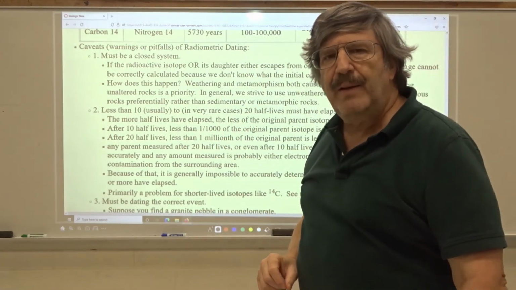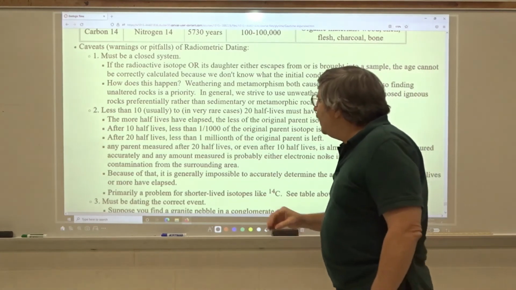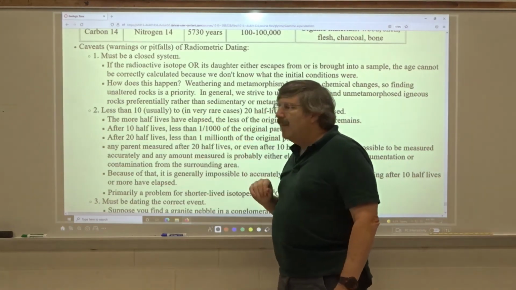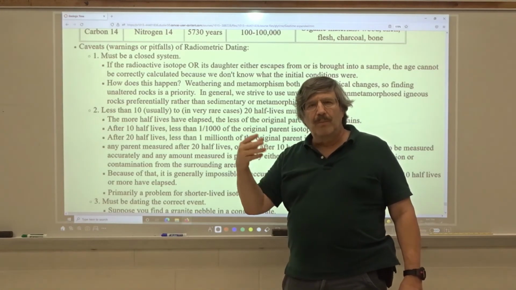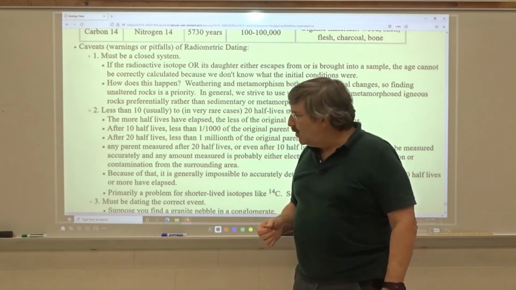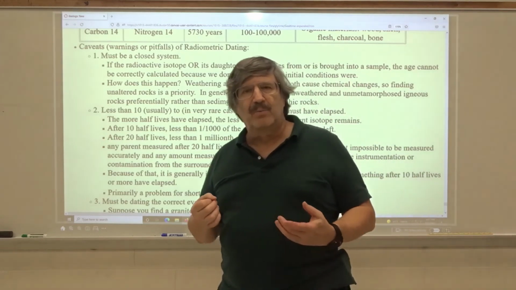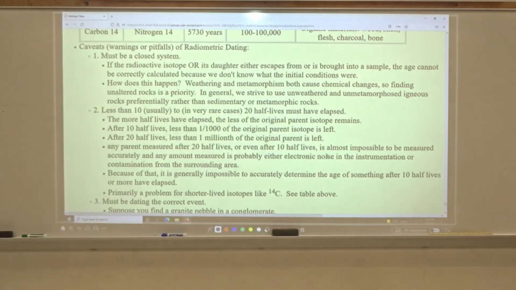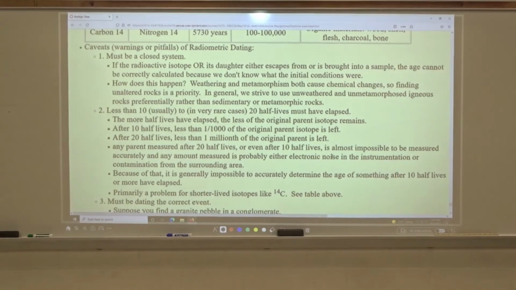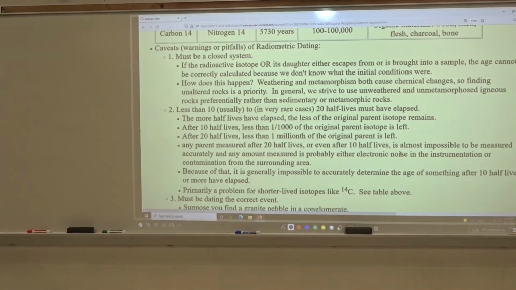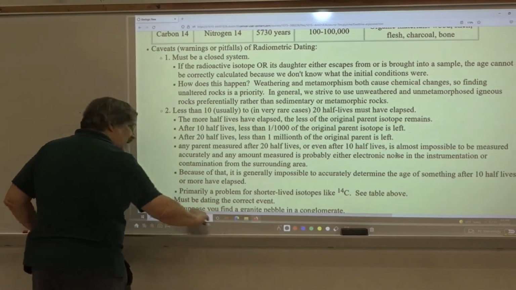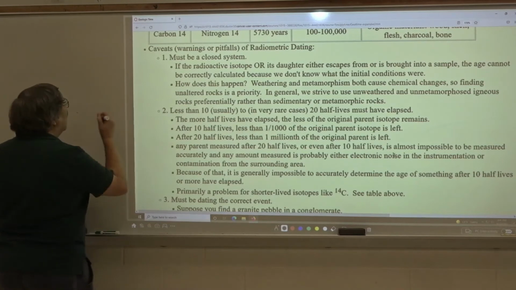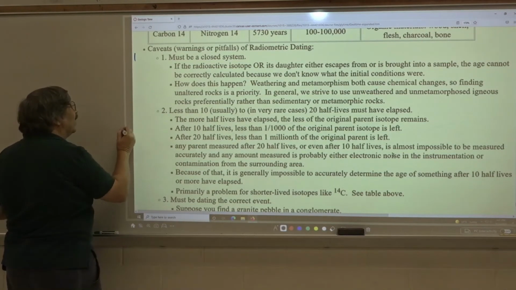The second thing that you have to be concerned about is the number of half-lives that have gone by. Because remember that as more and more half-lives go by, you have less and less of the original parent isotope. I'm going to just very quickly turn this over here, and I'm going to write out how much you have after more and more half-lives. After no half-lives, you have the full amount.